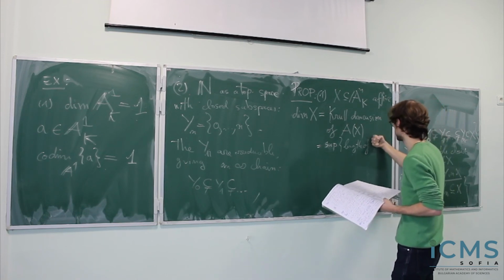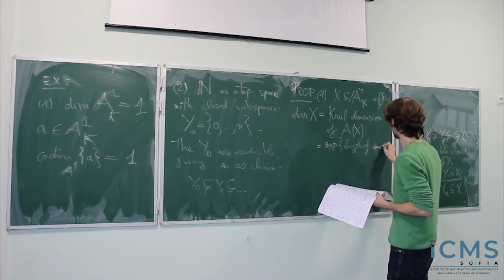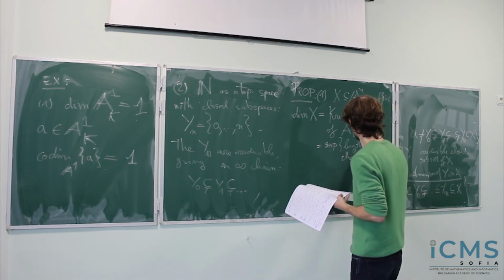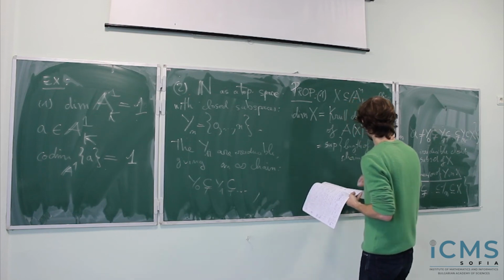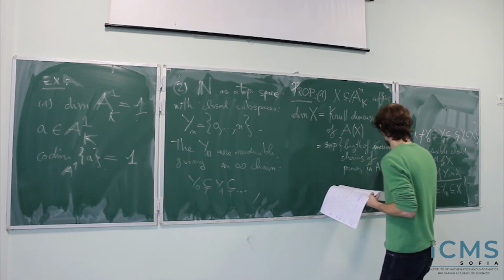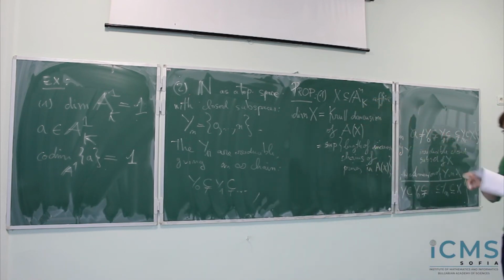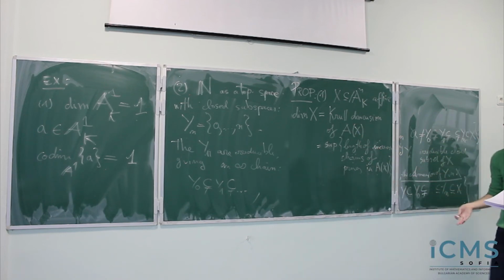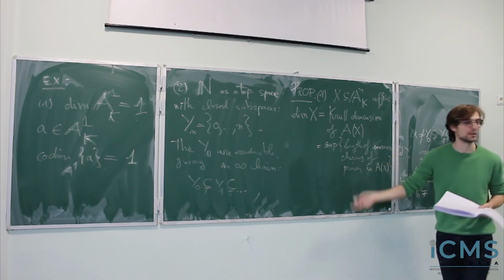Sorry, of increasing chains of primes in A of x. Okay. So it is almost the same definition for the dimension, except we consider the primes inside of A of x, which is pretty obvious because these irreducibles correspond to the primes of the product.